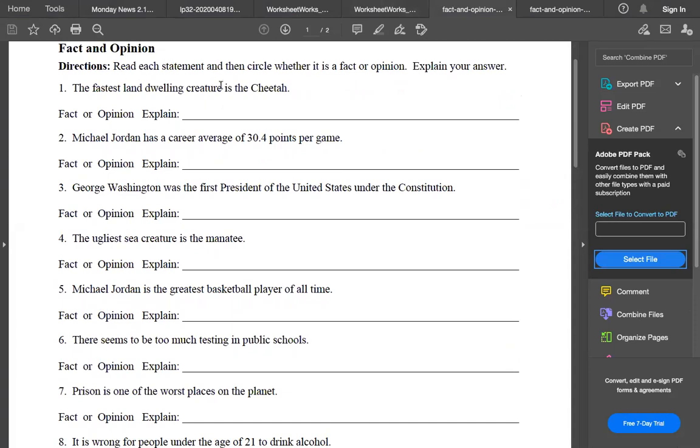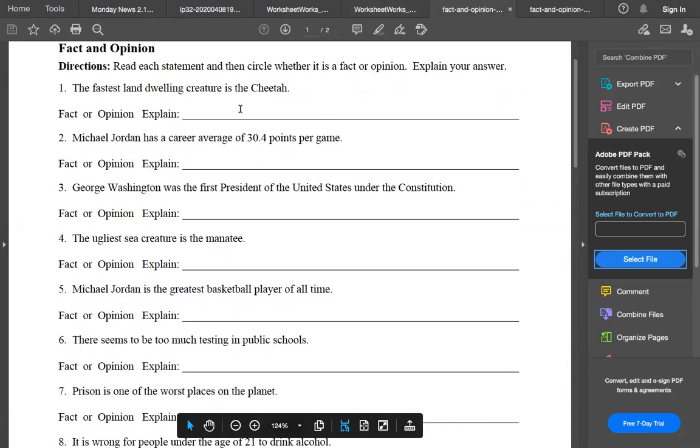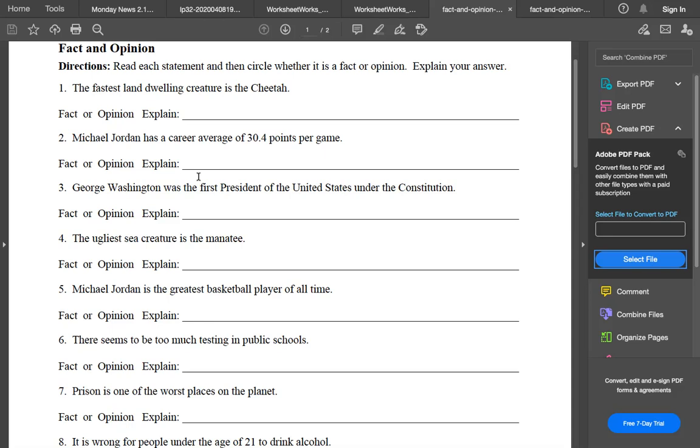The fastest land-dwelling creature is a cheetah. Fact, because you can race them. You take a speedometer and you can look and it goes, I don't know, 40-something miles an hour. Michael Jordan has a career average of 30.4 points per game. Fact. You can go back to the NBA history books and look that up. You can support that. George Washington was the first president of the United States under the Constitution. Yeah, that's fact. Whether true or false, we can go check that out.